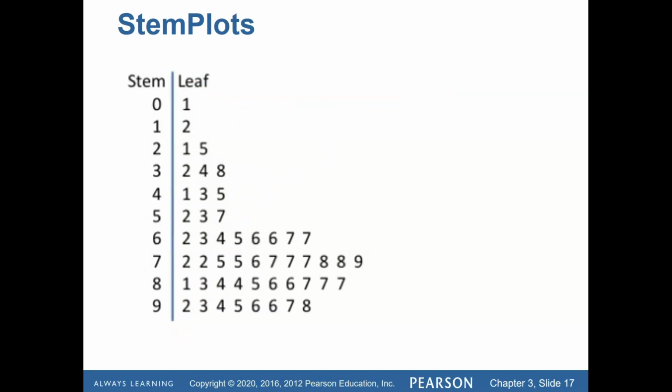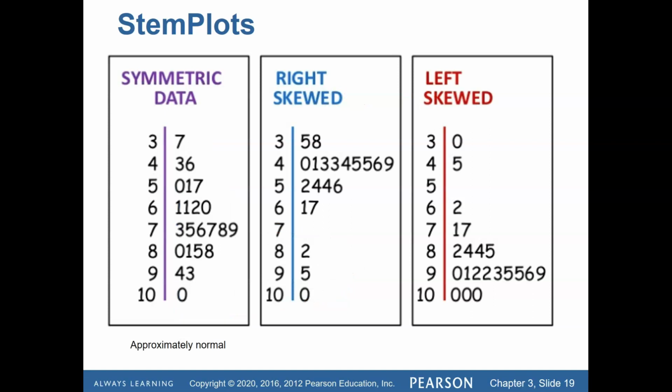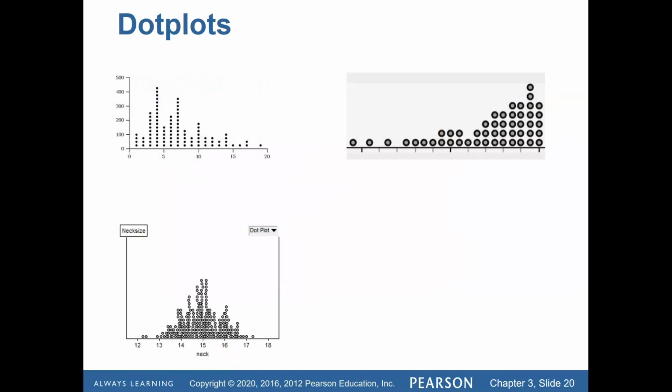This stem and leaf plot, how would you describe it? That stem and leaf plot is skewed left. I'll draw that, and again, you have to turn your head a little bit. Here's a summary. Symmetric data we call approximately normal, as shown at the bottom of the screen. Skewed right, skewed left.